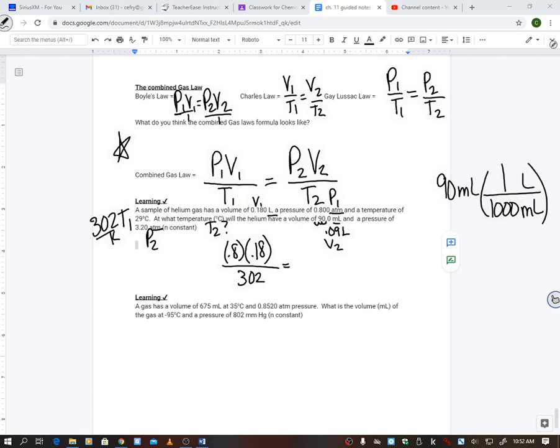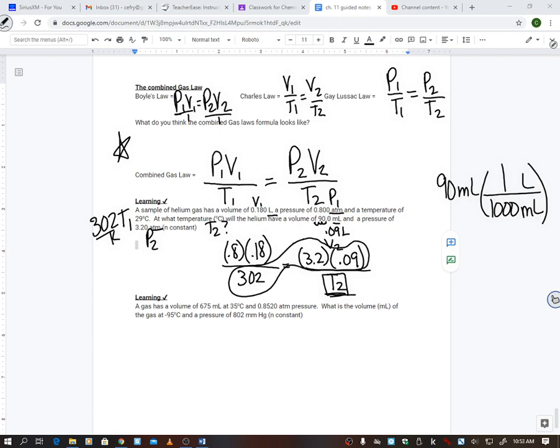My final pressure is 3.2. My final volume is 0.09. And I'm looking for T2. So now I'm going to cross multiply. Wherever this temperature is, whatever I don't know, I'm going to leave that alone on that side. I'm going to cross multiply the side that has all the numbers.